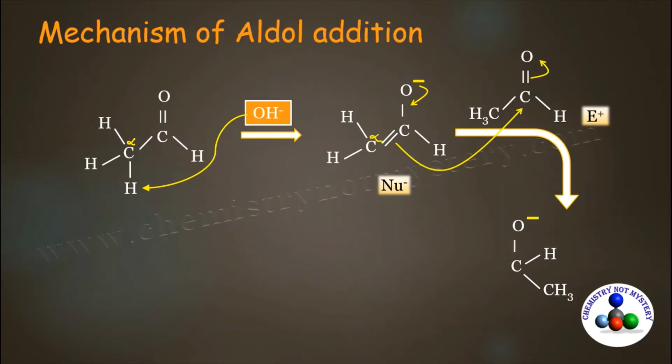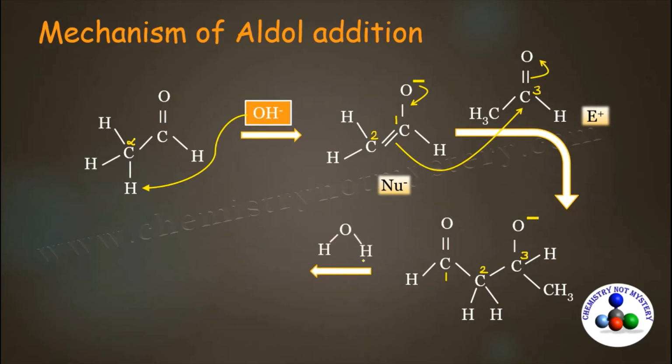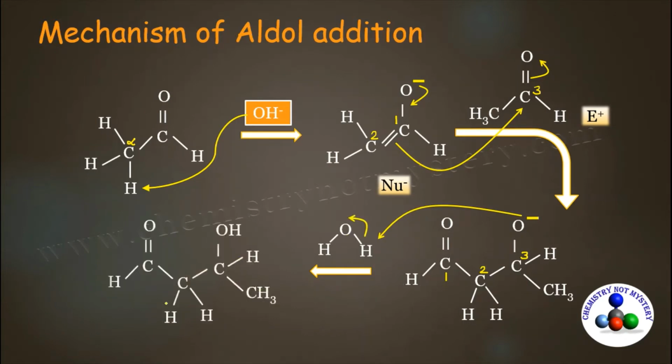alpha carbon. If I number the carbons over here, this is 1, this is 2 and this is the third carbon. The second carbon is bonded to the third carbon. So this is the second carbon and it is the first carbon that is bonded to the second carbon. Now this anion will abstract hydrogen from the water molecule that is formed in the first step. After the abstraction of H plus ion, OH minus ion will be formed and you will get this molecule.